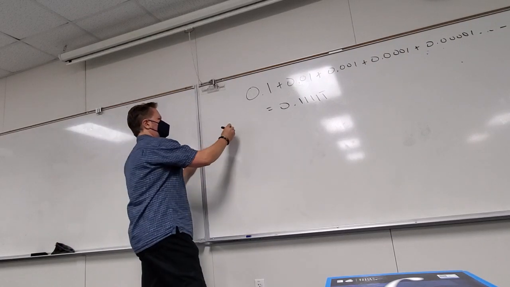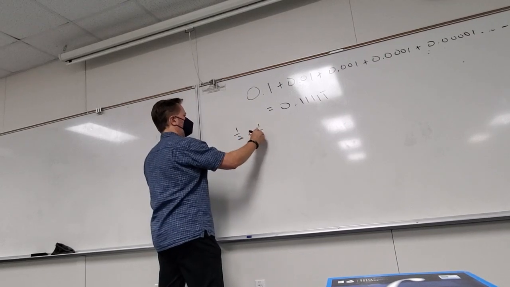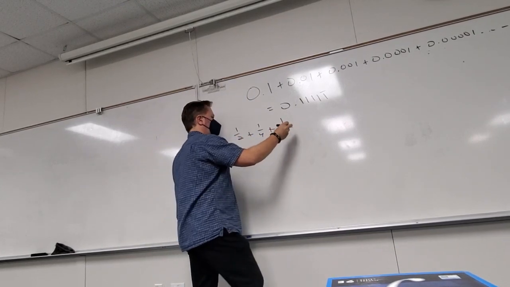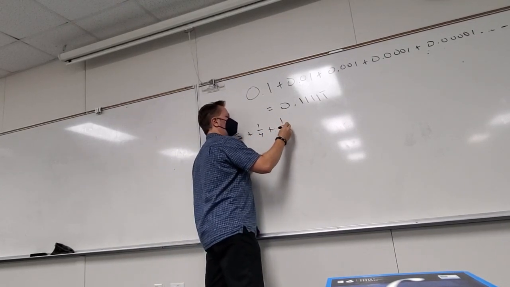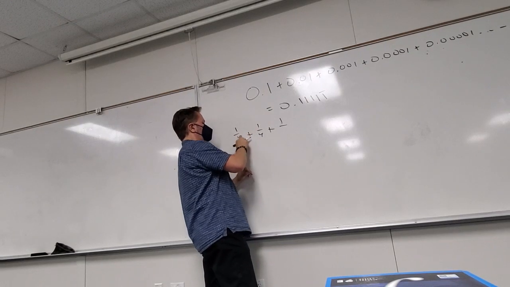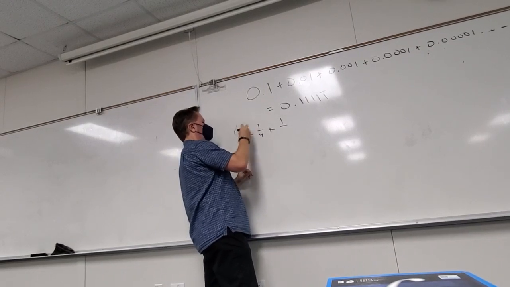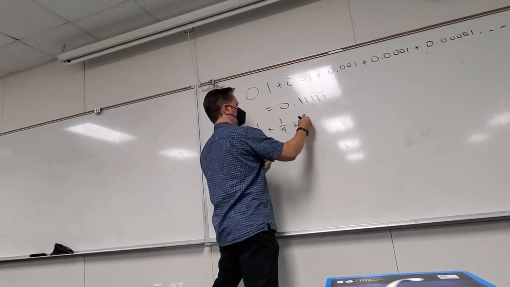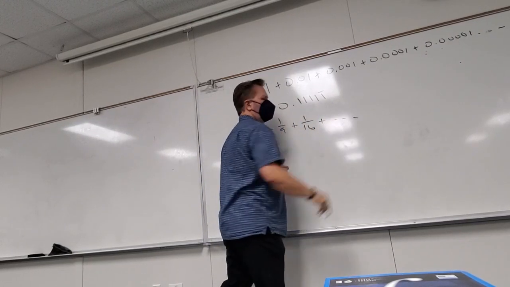What if I had something like 1/2 + 1/4 + 1? What are you doing, Jeff? Let's do 1 + 1/4 + 1/9. There we go. I'm just mixing two different things together.